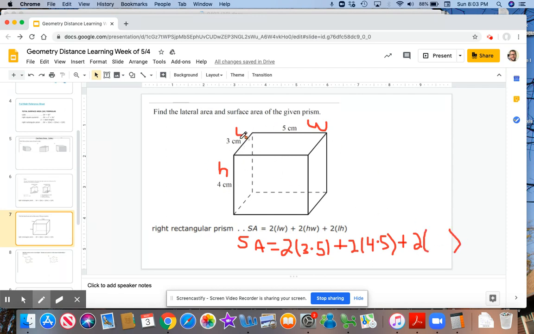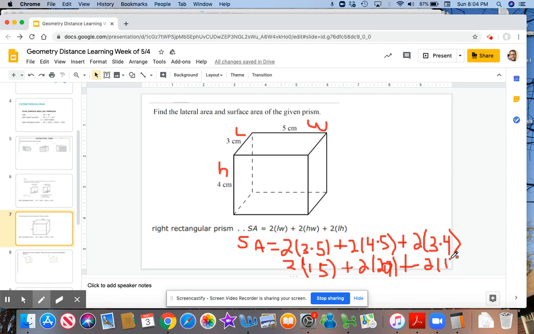So the 3 times the 4, the 3 times the 5, and the 4 times the 5, that's always going to be the case. So we do 3 times 4: 3 for the length, and 4 for the height. Then you multiply each of these. 2 times 15, plus 2 times 20. So 3 times 5 is 15, and 4 times 5 is 20. Plus 2 times 3 times 4, which is 12. So 2 times 12. We're going to bring this up top.